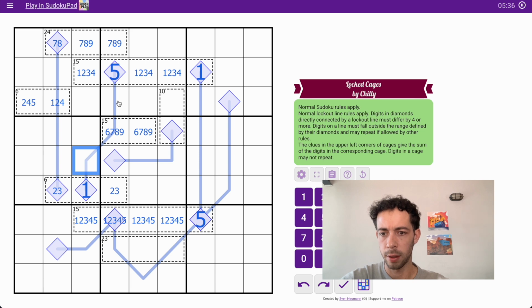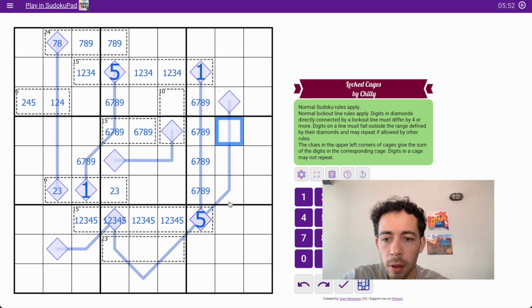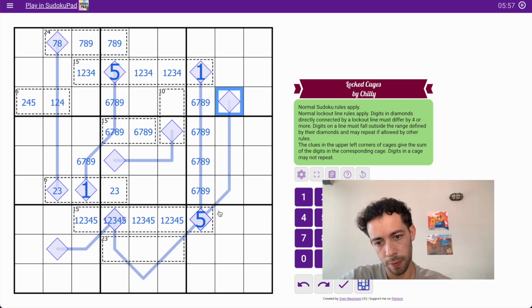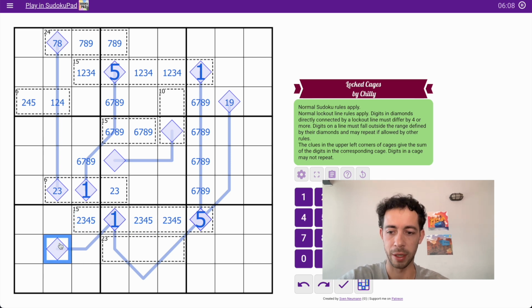So these are going to be taken from 6, 7, 8, and 9. These are going to be 6, 7, 8, and 9 exactly. Five. This could be a 1 or a 9. This becomes a 1. I'm a bit slow because I'm still kind of getting used to this rule.